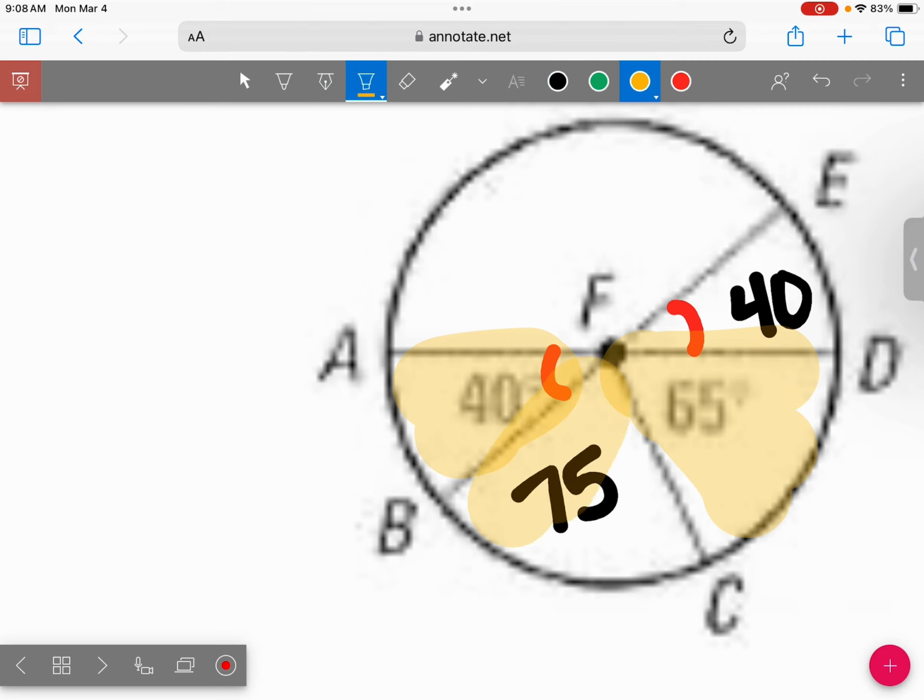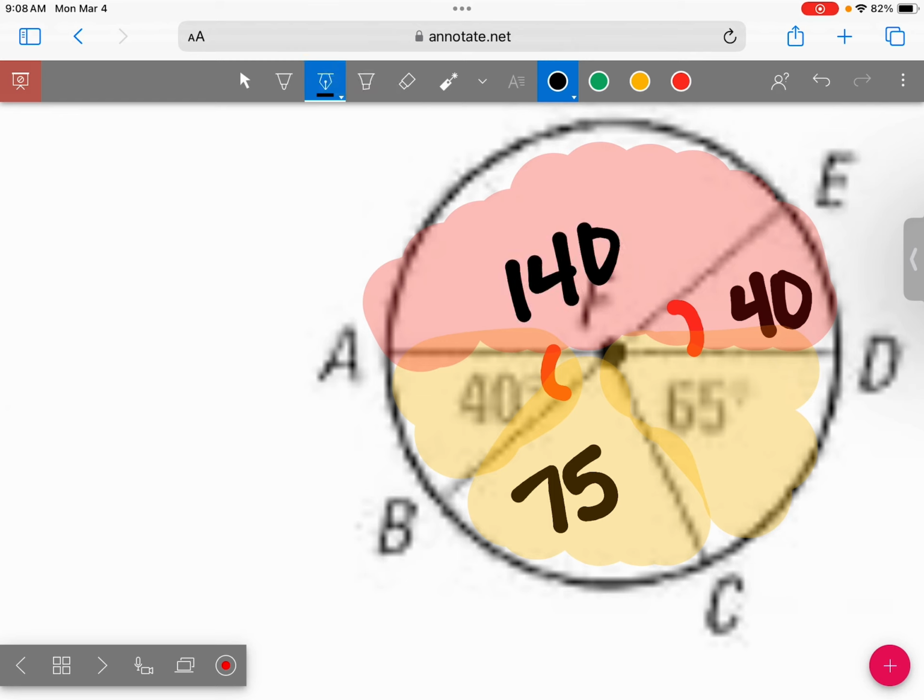Because these angles have to add up to 180, and this side has to add up to 180, for the pink side you're going to take 180 minus 40. What's 180 minus 40? 140. Put that in there. All right, so now we got the whole circle. I'm going to write over this because it's kind of light.